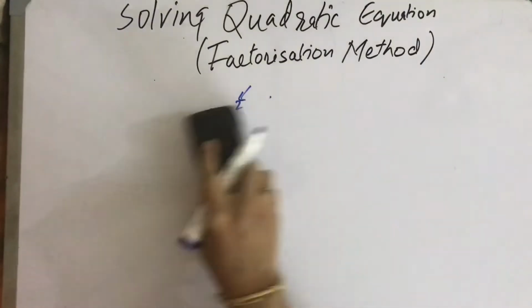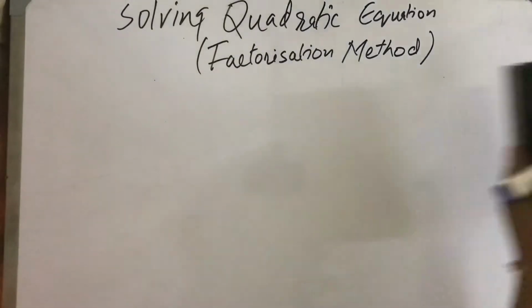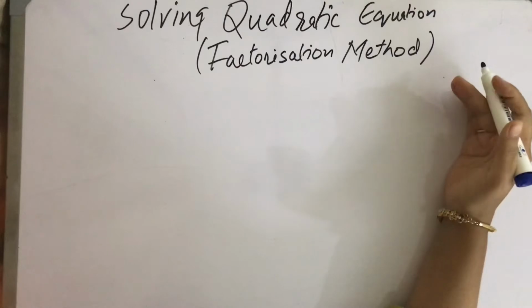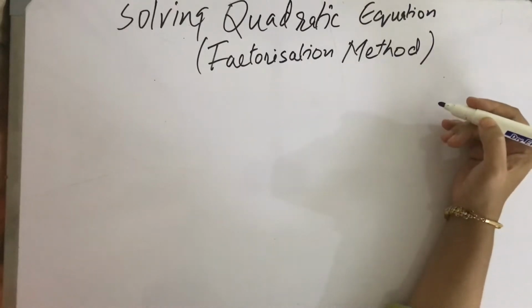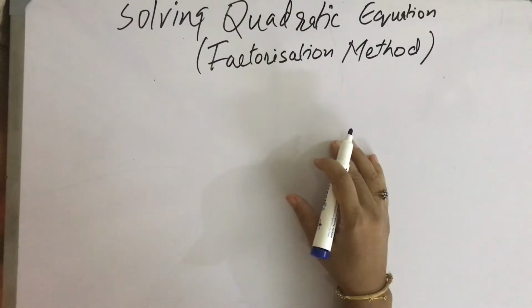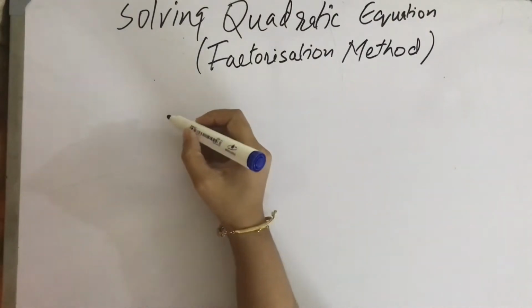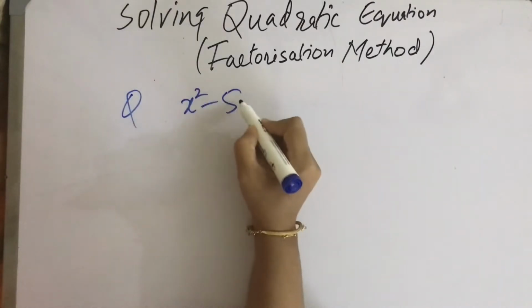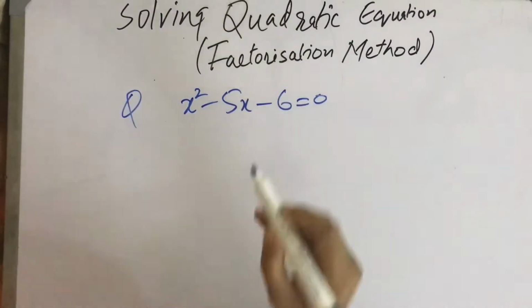When we solve a quadratic equation using factorization, we do midterm breaking. I have done this midterm breaking in my previous videos also, but today we are going to have a quick recap, or we are going to do it again. The first question which I have chosen for you is x square minus 5x minus 6 equal to 0.